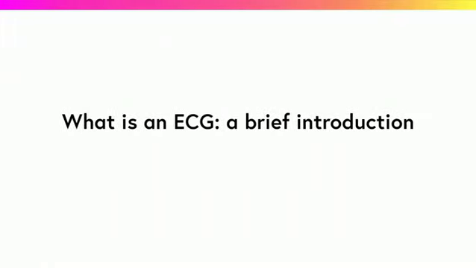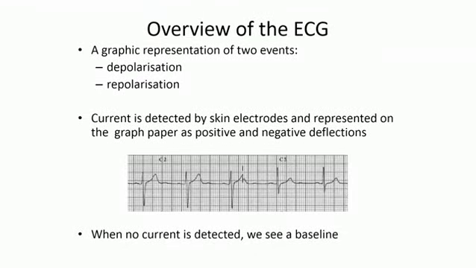What is an ECG? A brief introduction. Electrocardiogram, also called an electrocardiograph or ECG, is a graphic representation of two electrical events called depolarization and repolarization. Depolarization is the spread of the electrical impulse across the heart, and repolarization is the recovery stage following this.